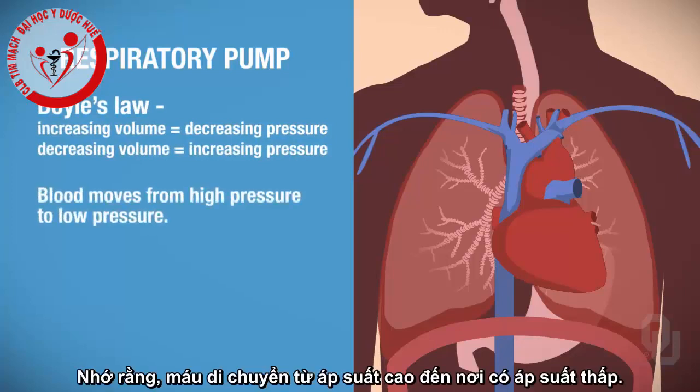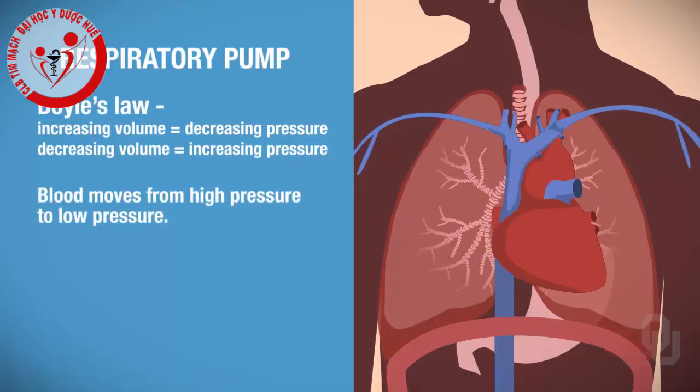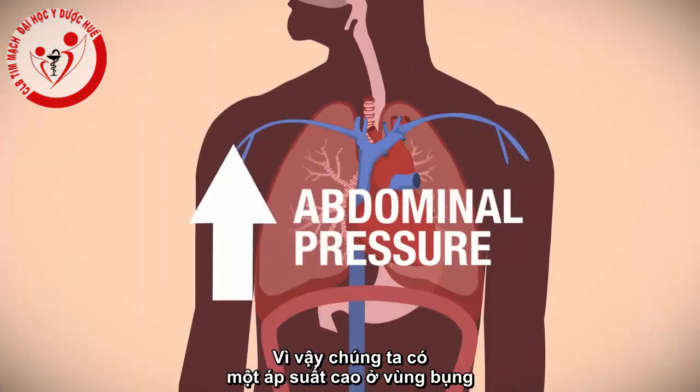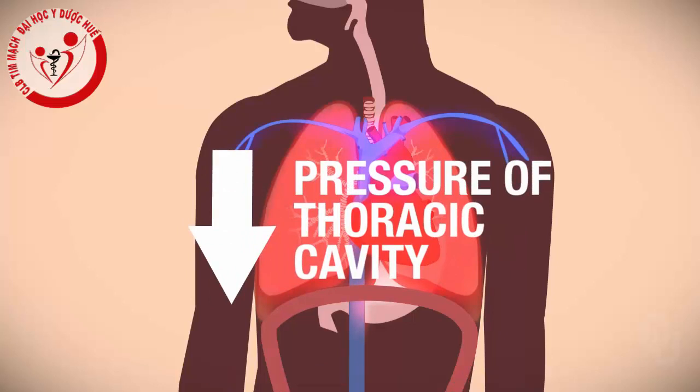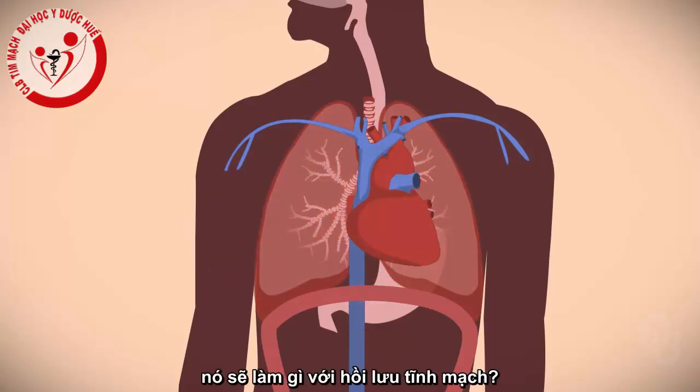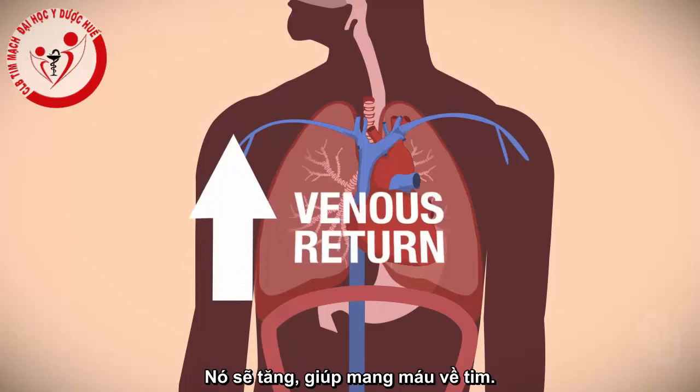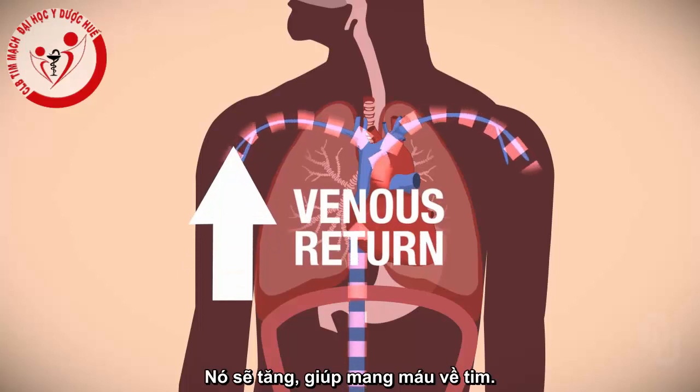Remember that blood moves from a high pressure toward a low pressure. So we have a high pressure in the abdominal area and a low pressure in the thoracic area. What will this do to venous return? It increases, which brings blood back to the heart.